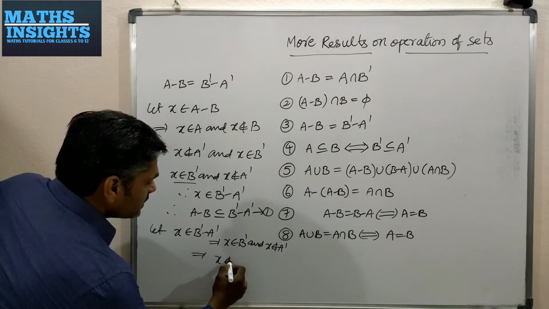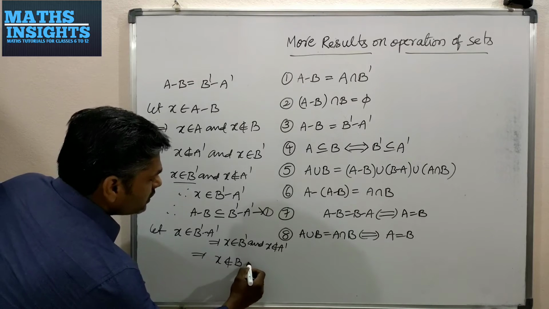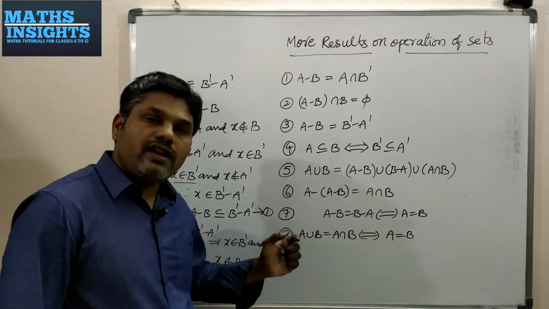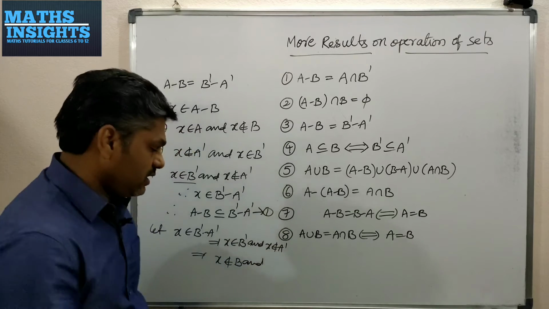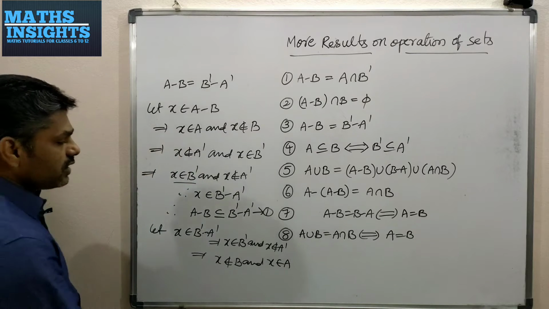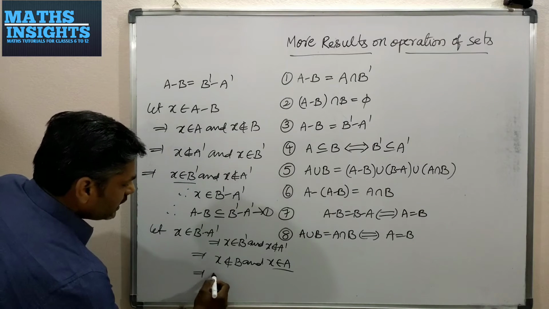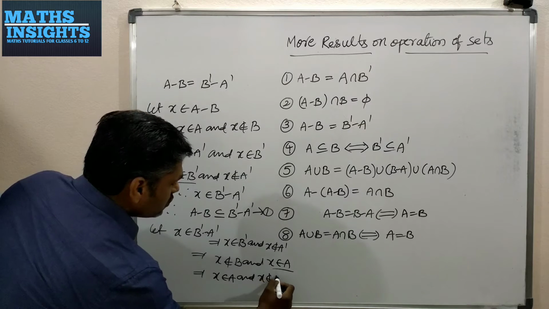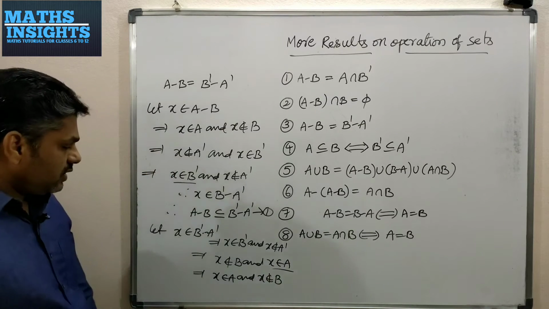I will write it as x does not belong to B, and also if x is not in A', it will be in A. I will write it as x belongs to A. Therefore I will write x belongs to A first and then x does not belong to B second.